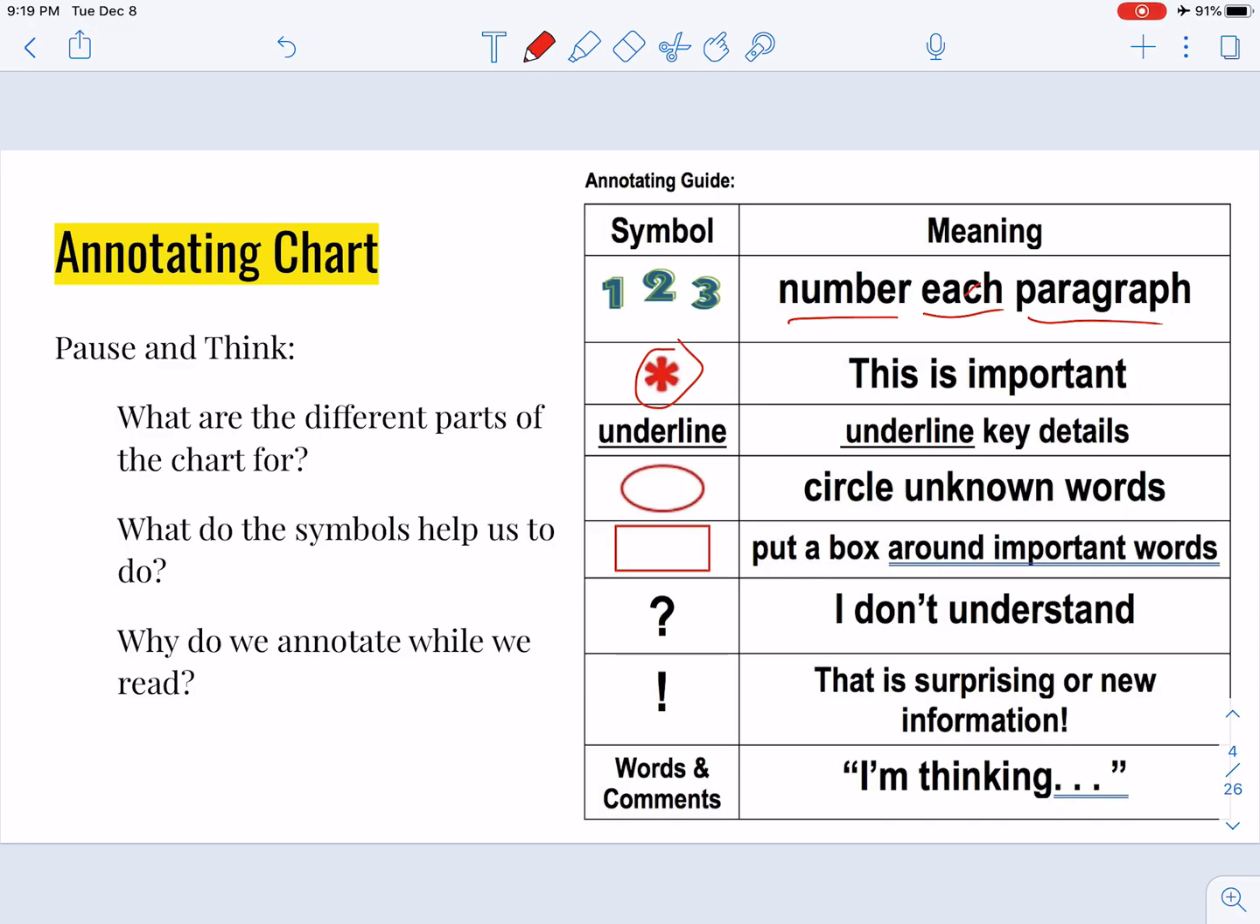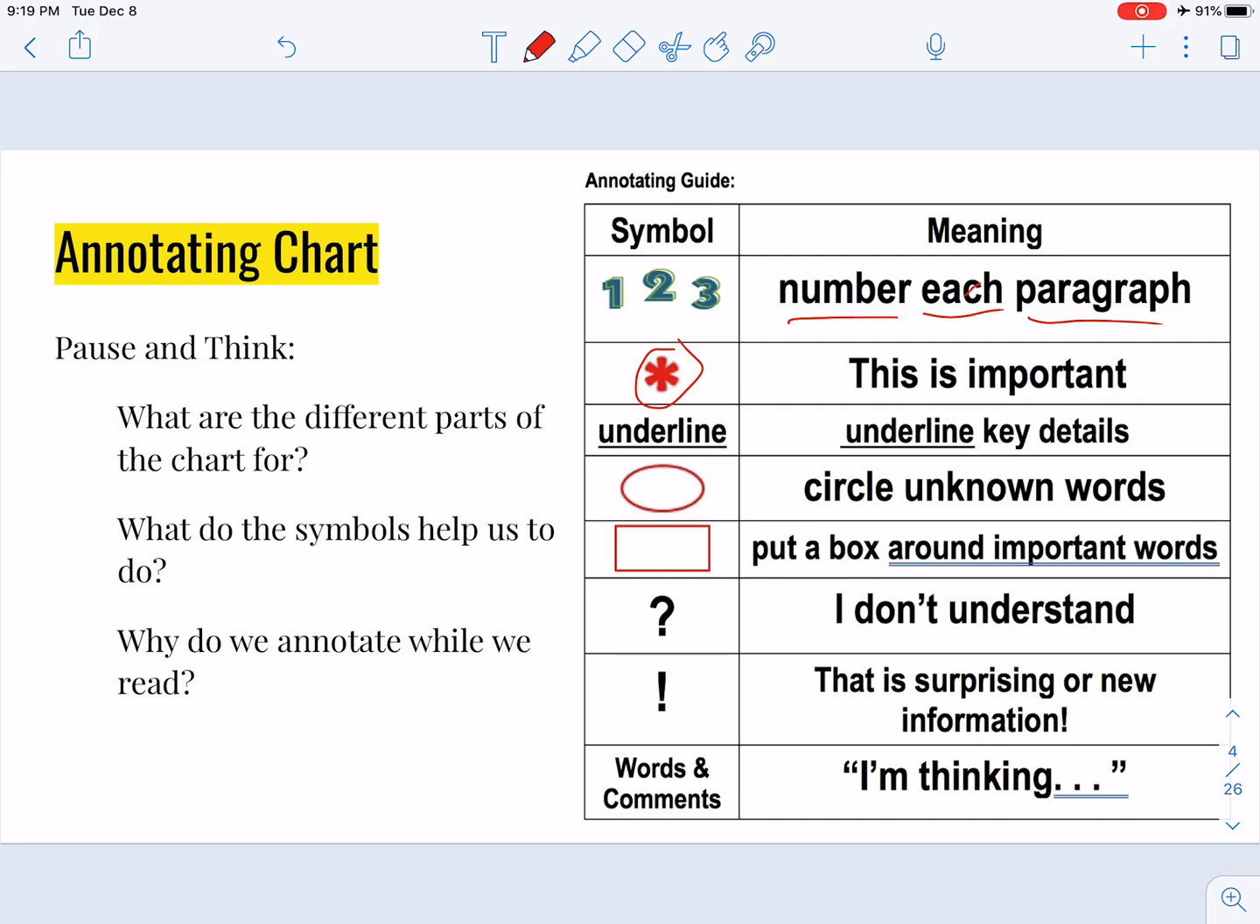Another important symbol is our little star. Now, normally in class, we just use a regular little star like that. Here you can use an asterisk. That is what that is called. And that's okay too. That's going to let us know that we have found an important detail that should be included in whatever summary we do.